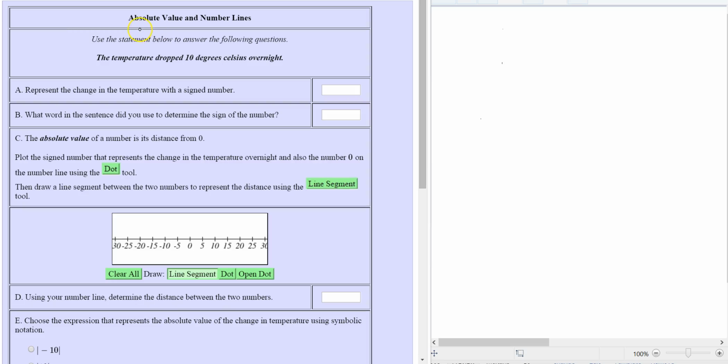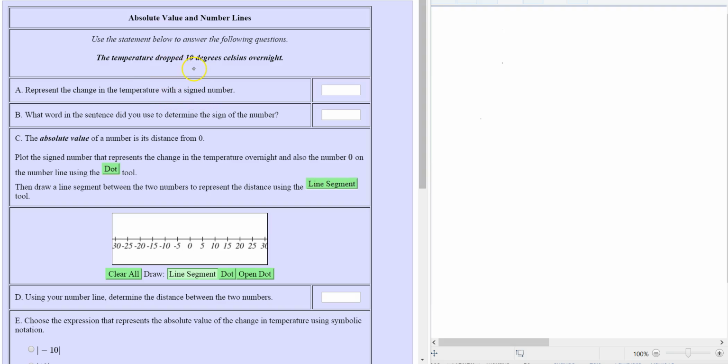In this homework problem, we're going to look at absolute value and number lines in an application problem. So the directions read, use the statement below to answer the following questions. The temperature dropped 10 degrees Celsius overnight. So the first question asks us, represent the change in temperature with a signed number.